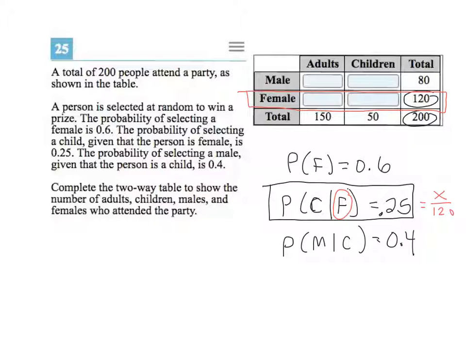So if we look at that equation, 0.25 equals x over 120. All we have to really do is multiply by 120. Or you can just know that that's going to be 30, because 30 divided by 120 is 0.25. So the number of children here would be 30. And then the number of adult females would have to be 90, because this row has to add to 120, and 120 minus 30 would be 90.